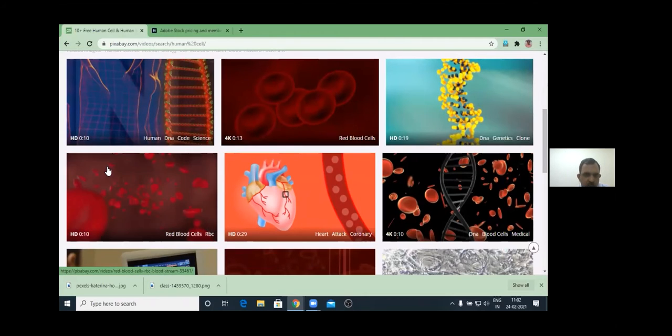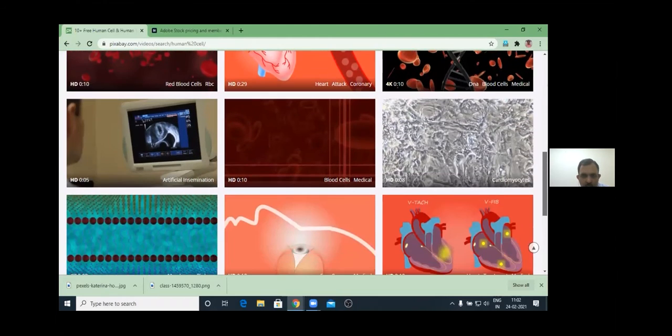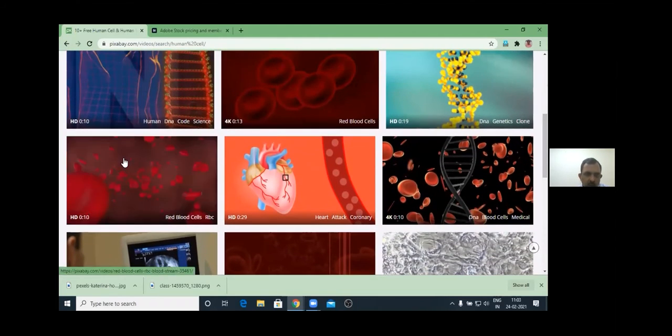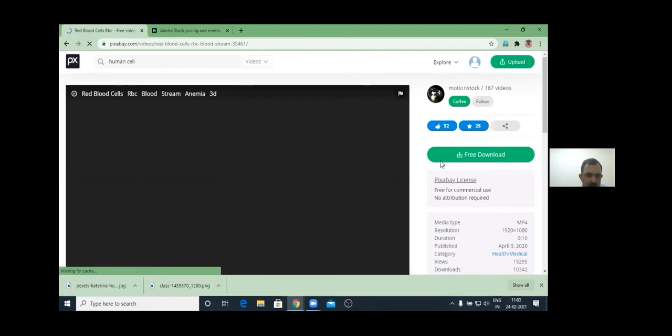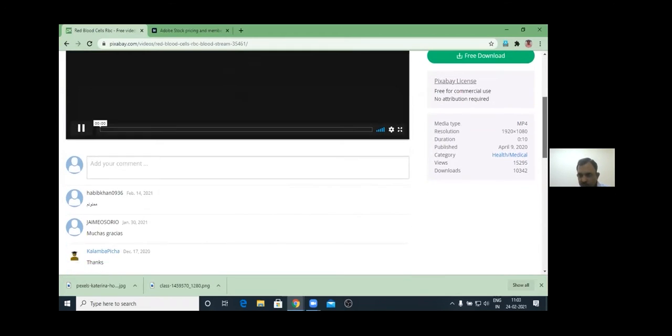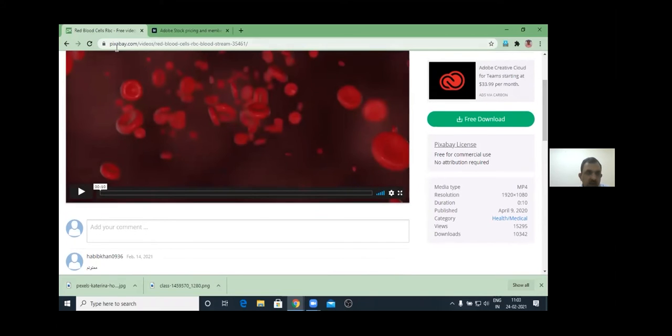It also shows the quality: 4K quality, high definition quality. Whichever quality you want, you can download these videos. It says free download, and free download means free for commercial use. These two websites are very popular for downloading video files as well as images without any risk of being caught under copyright issues.